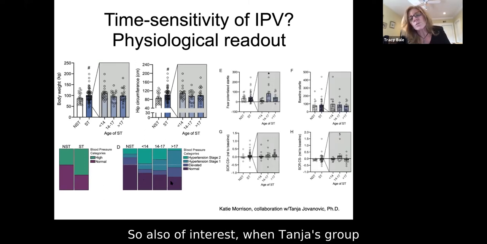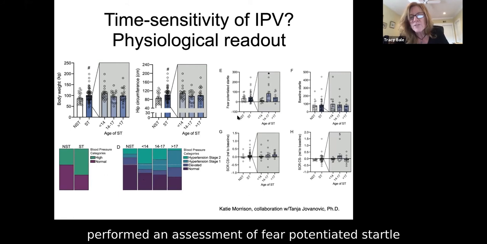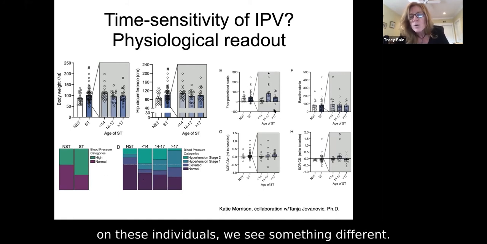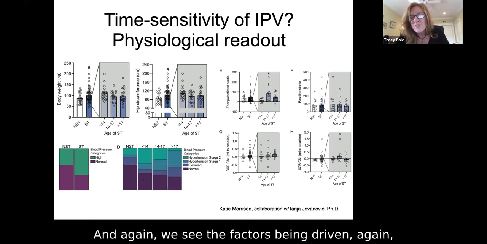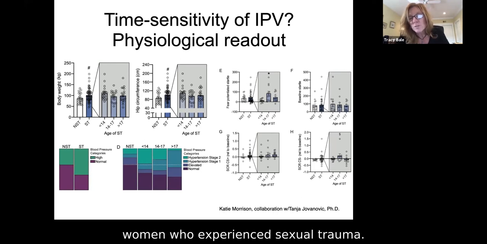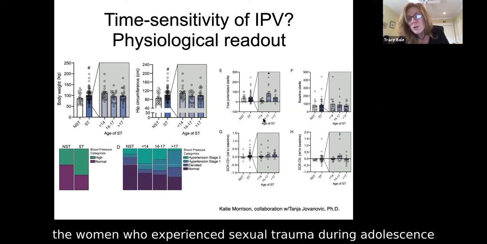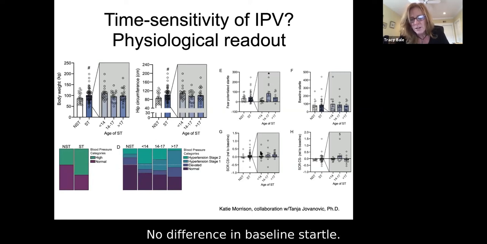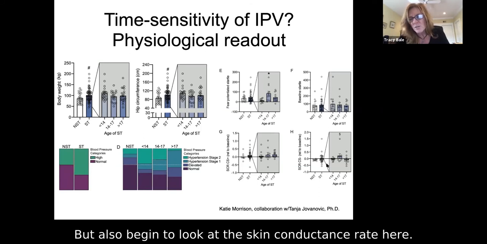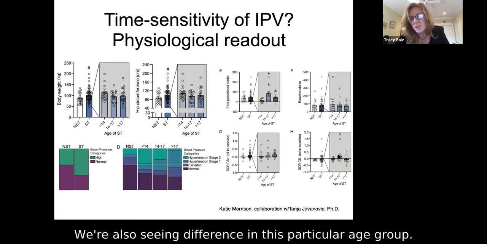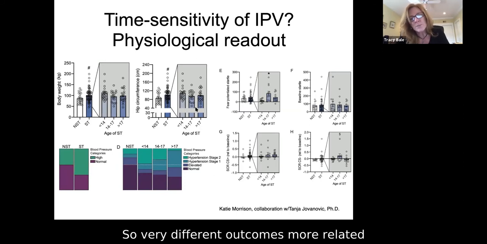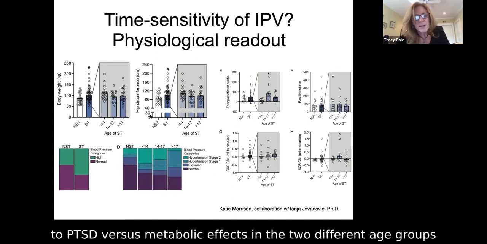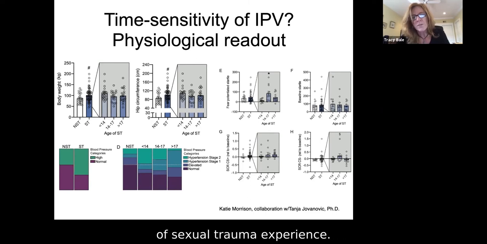Also of interest, when Tanya's group performed an assessment of fear potentiated startle on these individuals, we see something different. Again, the factors are driven by the women who experienced sexual trauma, but this is a different group. Now it's the women who experienced sexual trauma during adolescence who are showing higher rates of fear potentiated startle, with no difference in baseline startle. Also, if you look at the skin conductance rate, we're seeing a difference in this particular age group. So very different outcomes, more related to PTSD versus metabolic effects in the two different age groups of sexual trauma experience.